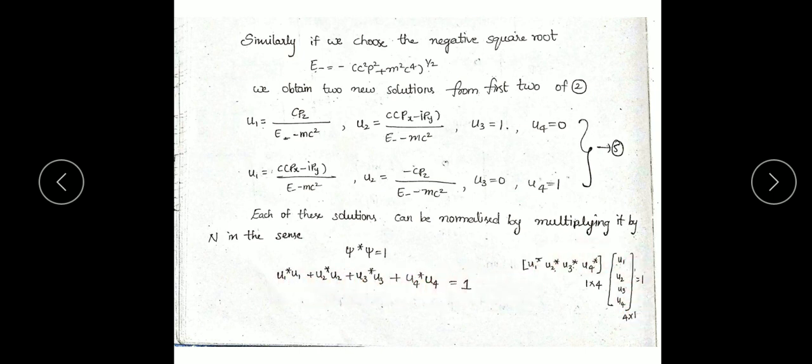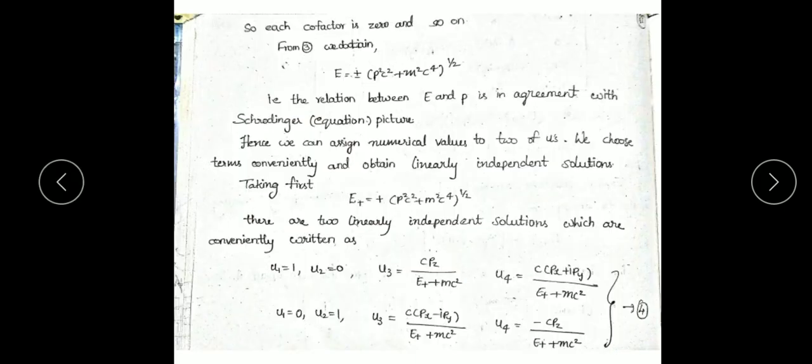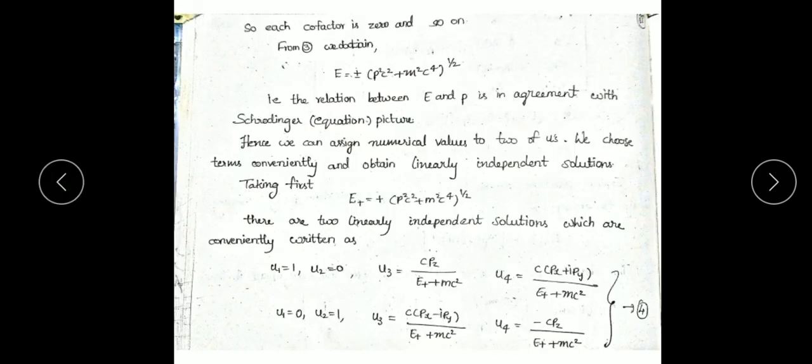Now as we have taken the normalization constant, in addition, here only 1 is there, but if you multiply it with the normalization constant, 1 into n, we would have n. 0 into n is 0 of course, and this u3 into n. So n into cpz by e plus mc square, like that we need to multiply with n. After doing that, what we have is u1 into u1 star.